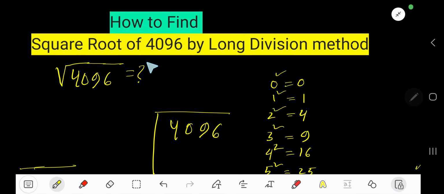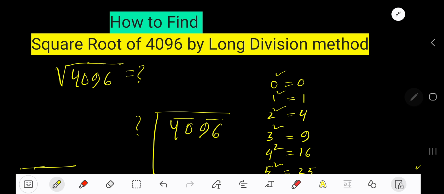How to find the square root of 4096 by the long division method. First we need to make pairs from right-hand side to left-hand side. So this will be our first pair and this will be our second pair. Work on this pair. Take a number whose square will be 40 or equal to 40.